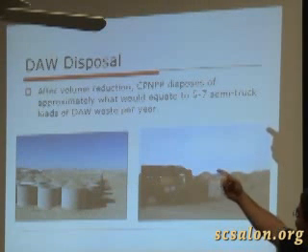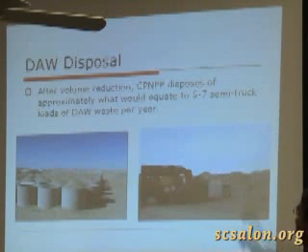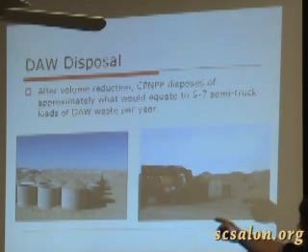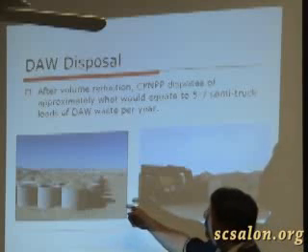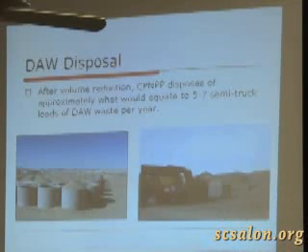DAW, after we do some reduction, we dispose of approximately what would equate to 5 to 7 truckloads per year. And this happens to be the Clive, Utah facility, where our Class A wastes are currently being sent.